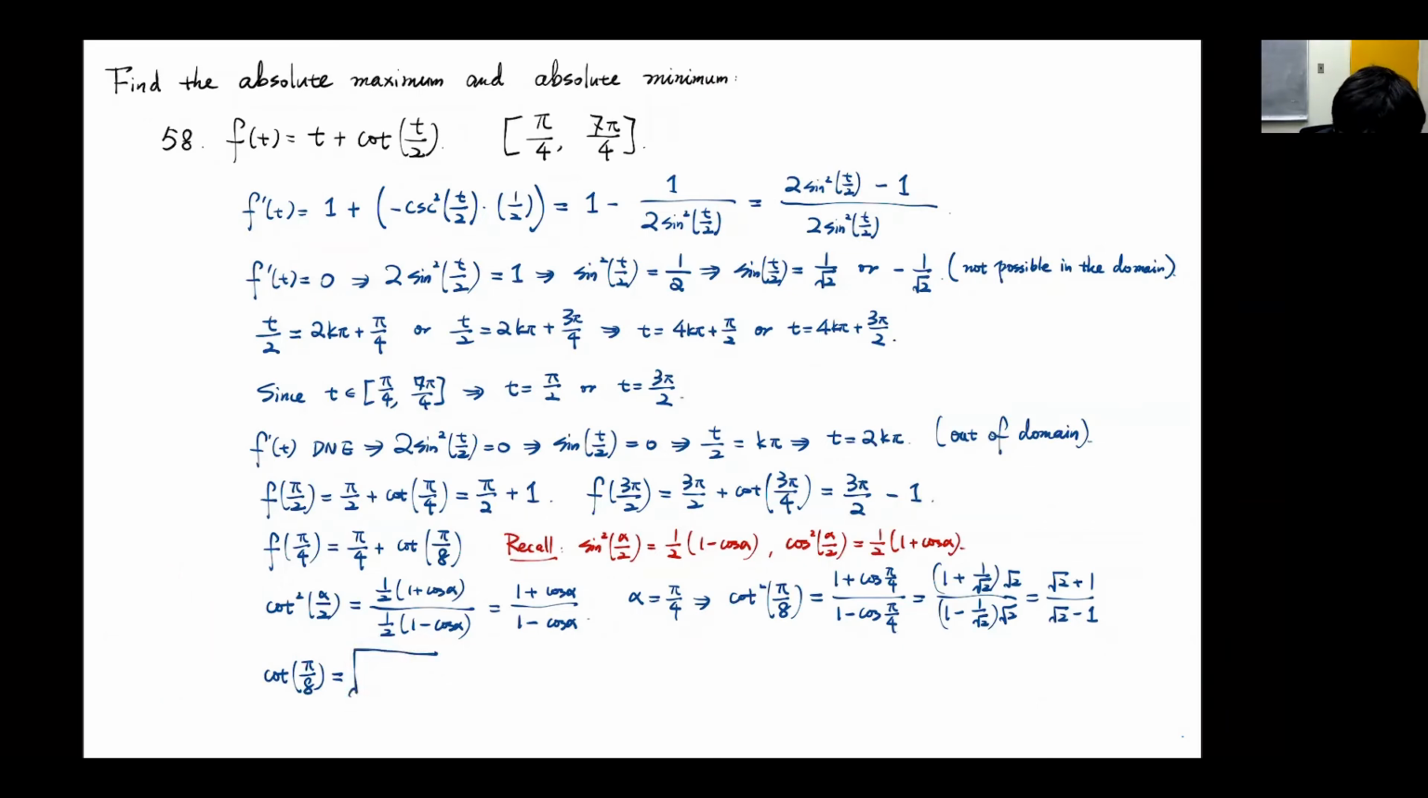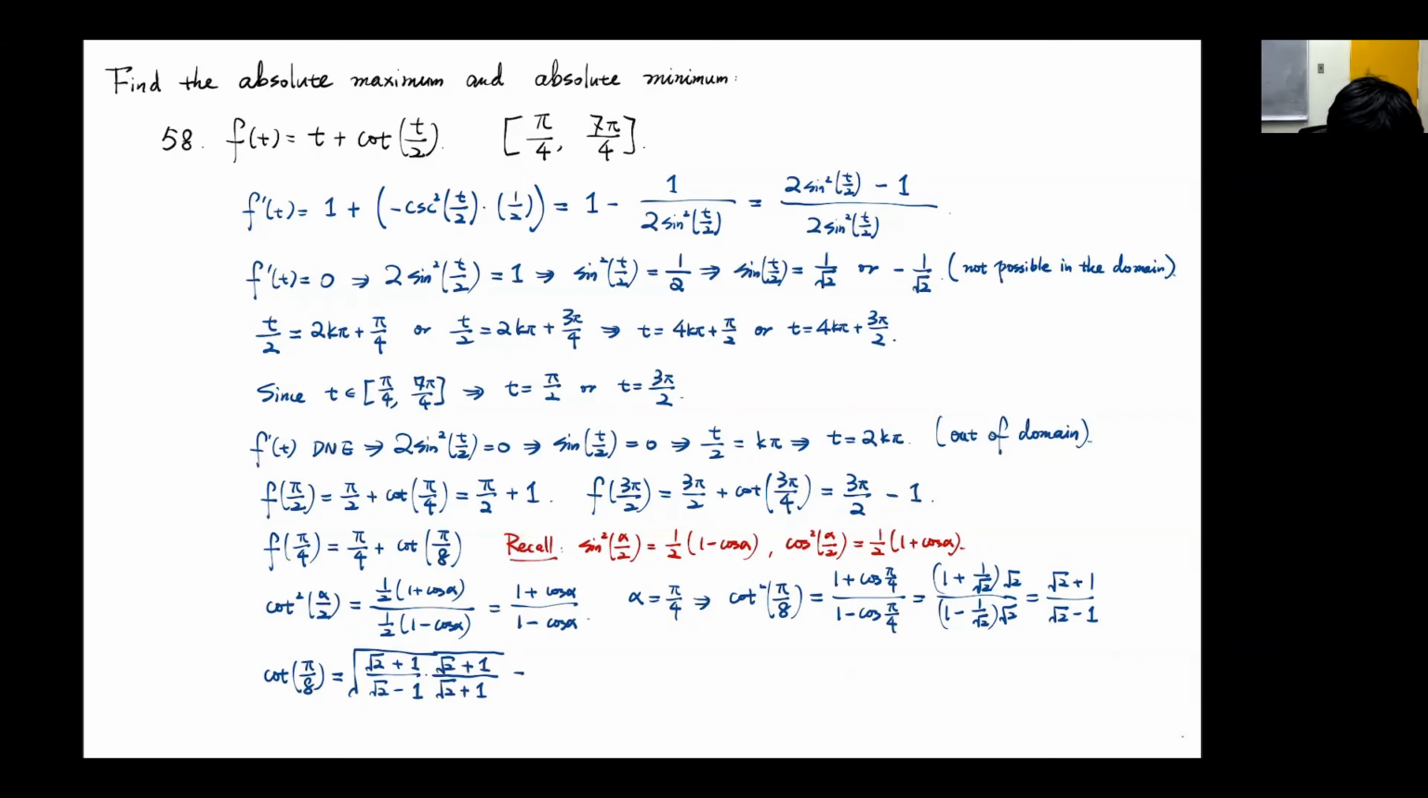Okay, but then the other problem is, how do we take the square root of this ugly expression? In general, such an ugly expression cannot be further simplified. But for this particular problem, cotangent of pi over 8, this can actually be further simplified, and the trick is to rationalize the denominator. If we rationalize the denominator, I need to multiply by the conjugate of the denominator, which is precisely root 2 plus 1.